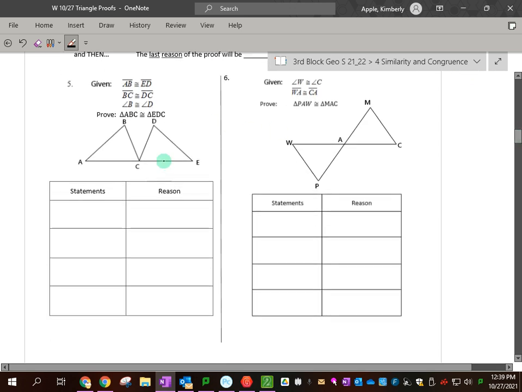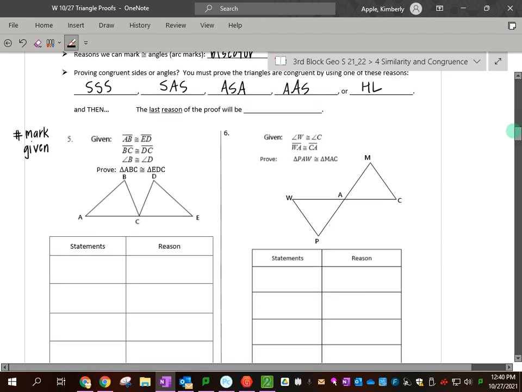This is number 5. So step number 1, mark. Wait, what was last? Recent one? What was the third one? ASS. Okay, they're up on the board. The 1, 2, 3, 4, 5. They're written in marker on the board. The last reason. Oh.